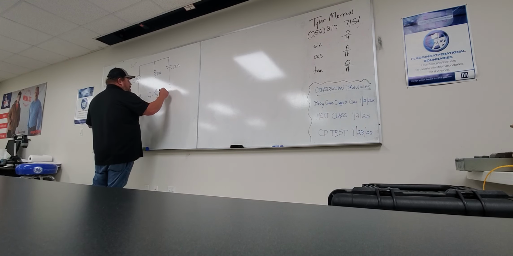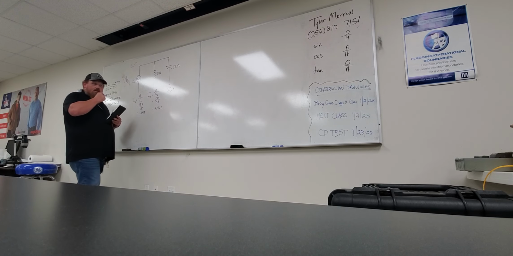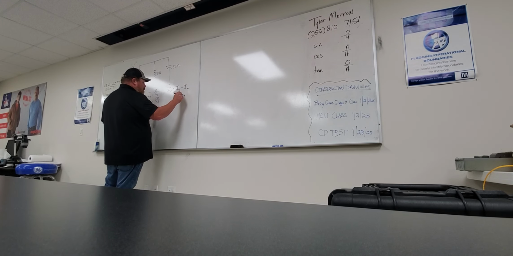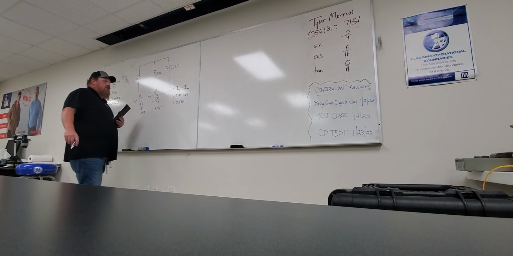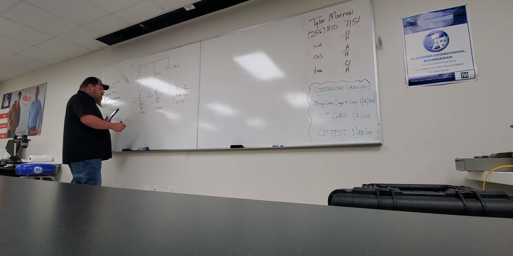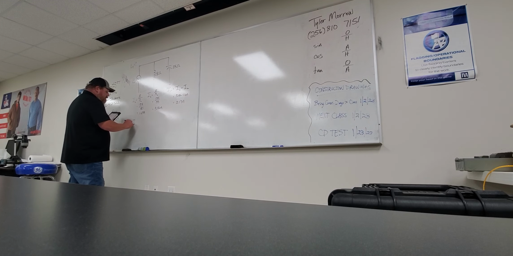Alright, so how do we do it? Subtraction. Absolutely. Alright, so we got a total current of 2.17 amps. Now we can calculate our impedance.